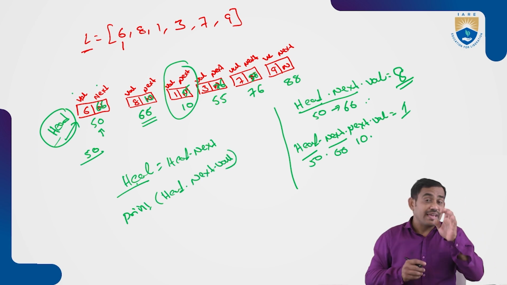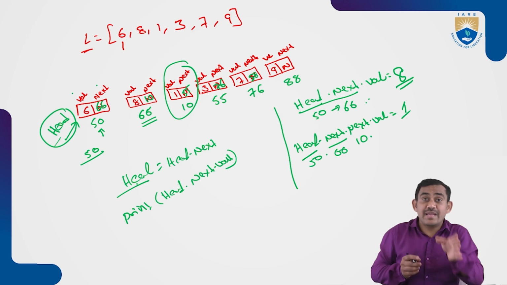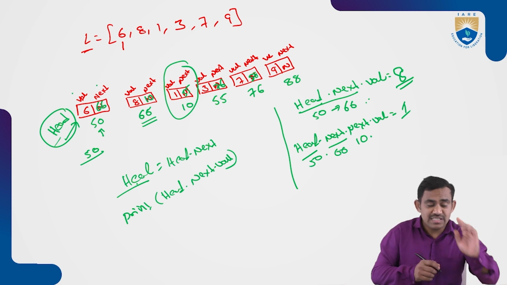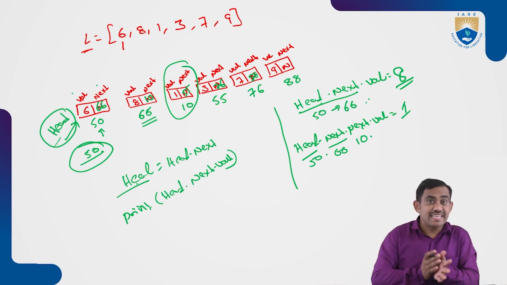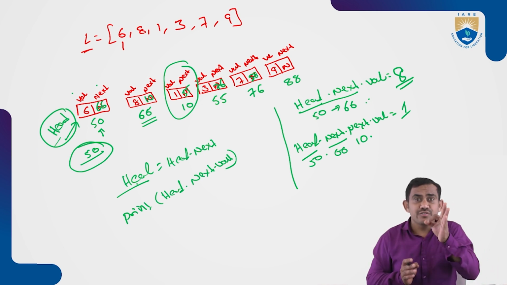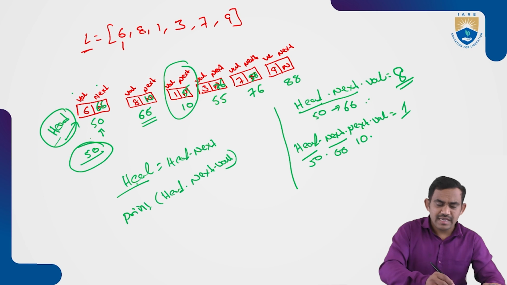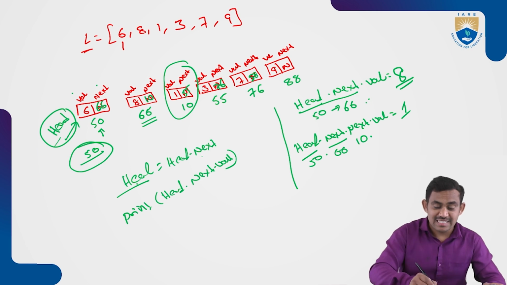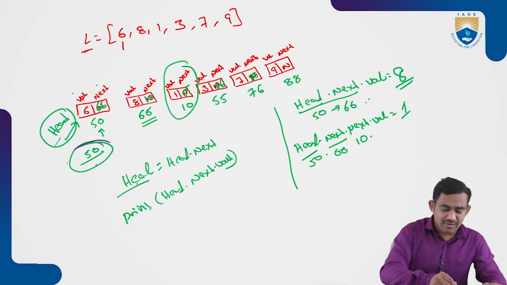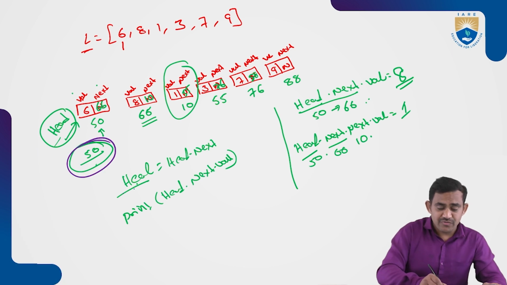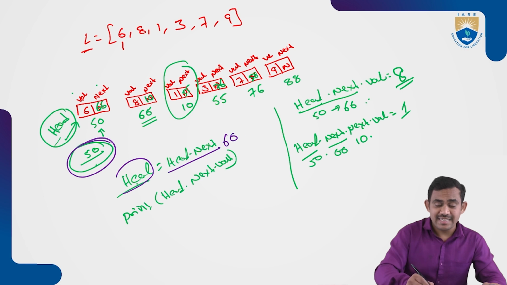Guys, check it now. In the previous case the head is 50, so we gave head equal to 50. Now I want to change my head. Head equal to what? Head equal to head dot next. So head dot next, what do we have? 66. In the previous case your head equals 50, right? Now this 50's head dot next means 66. Head is replaced with 66. But what do I want to print? Head dot next. Head is what?